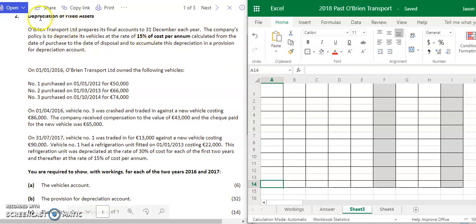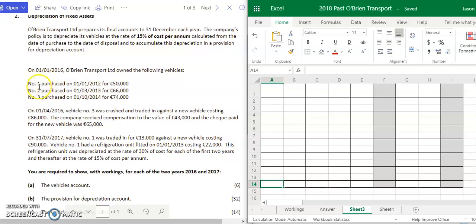Okay, so let's have a look at the depreciation of a fixed asset for 2018 past exam paper for O'Brien Transport. So it says O'Brien Transport prepares its final accounts to the 31st of December every year. It is a policy of depreciating vehicles at a rate of 15% of cost per annum, calculated from the date of purchase to the date of disposal, and to accumulate this depreciation in a provision for depreciation account. So it's telling us it's straight line depreciation.